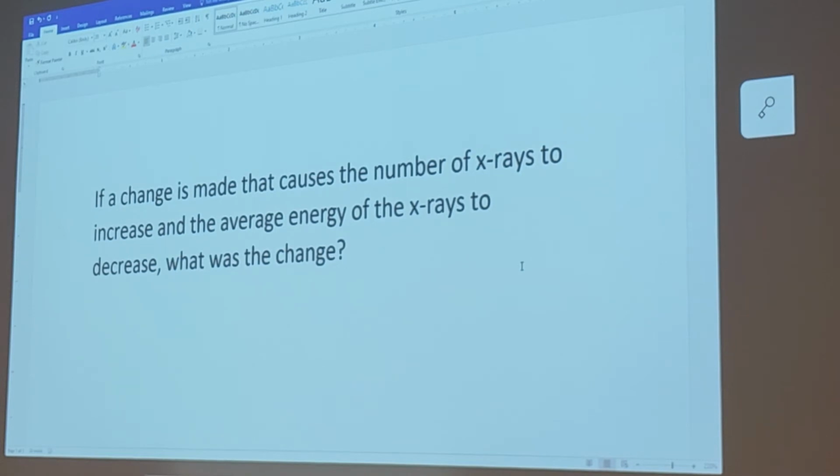Any guesses? This is taller. So what is the change though? What factor did you change?